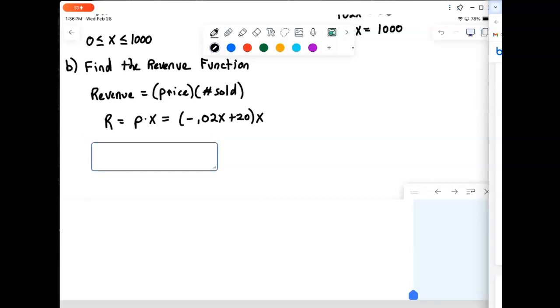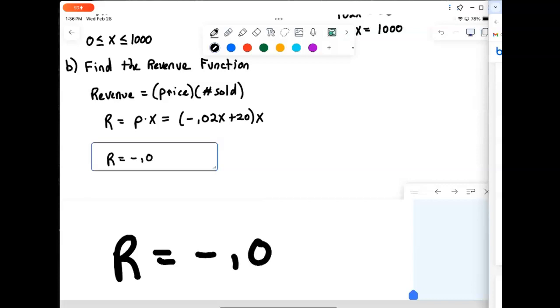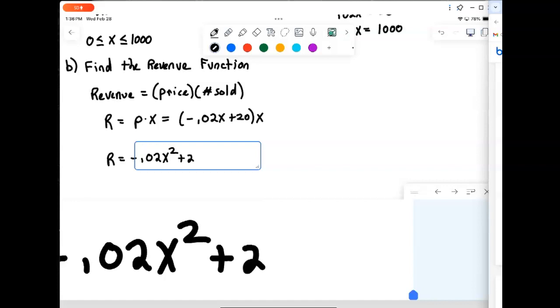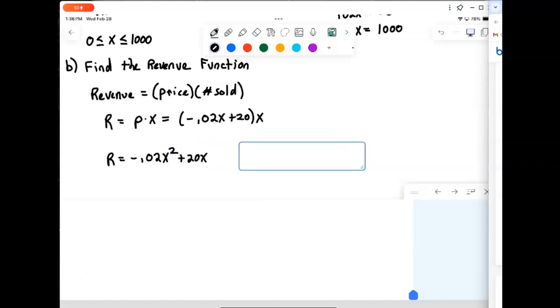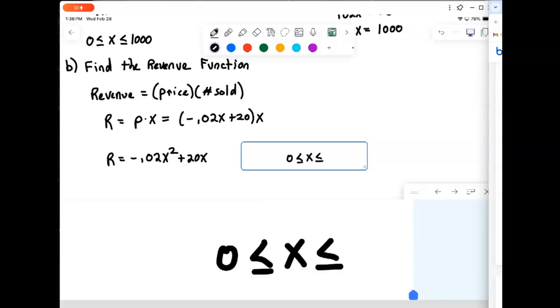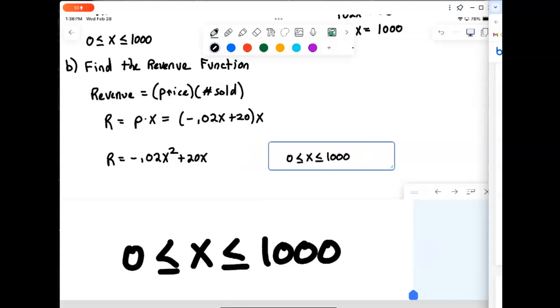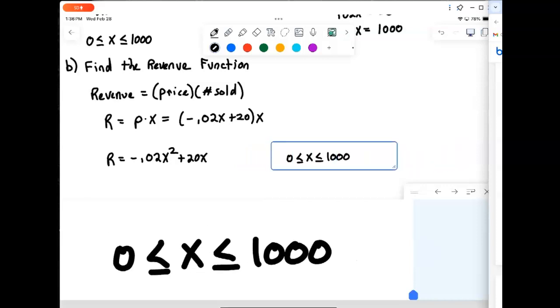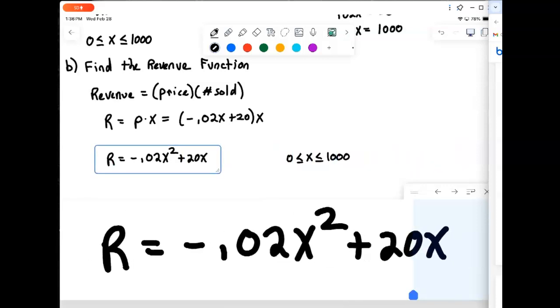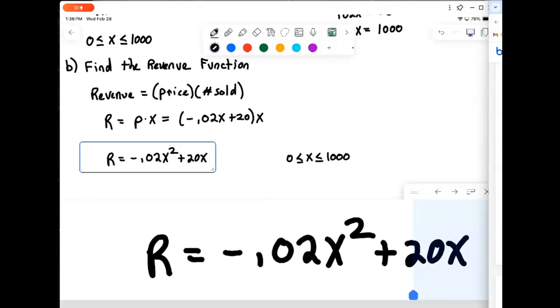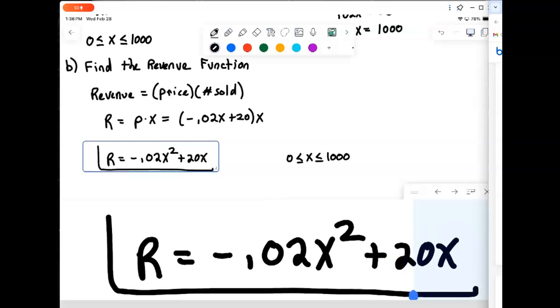So we get revenue is equal to negative 0.02 x squared plus 20x. And now revenue will have the exact same constraints that the demand equation had, which is that revenue is valid for any x value between 0 and 1,000 items sold. So now we have our revenue function.